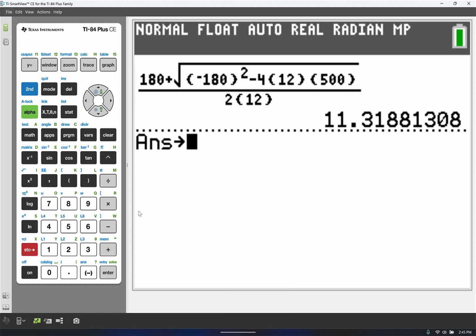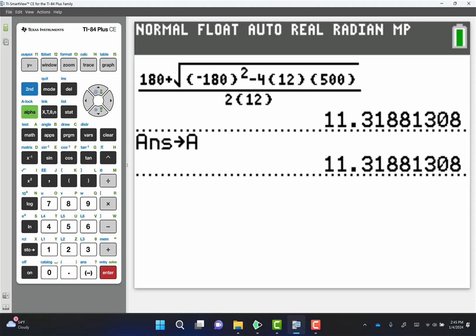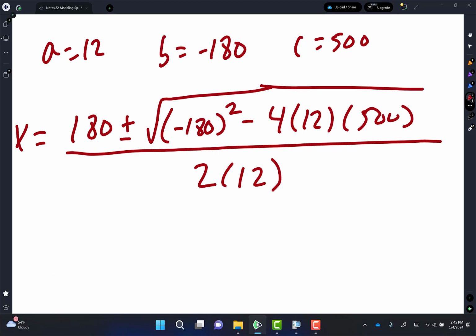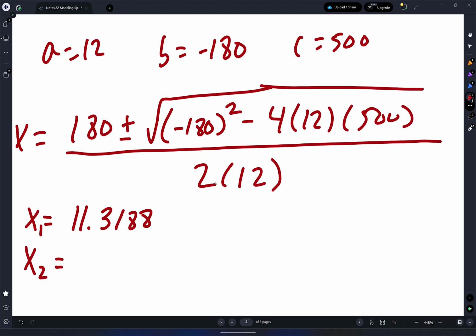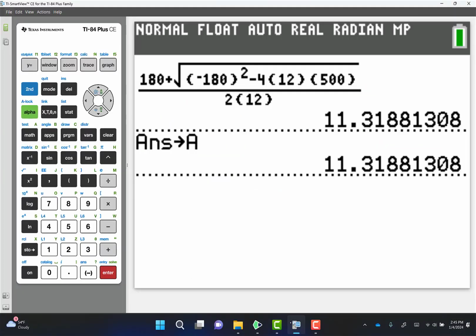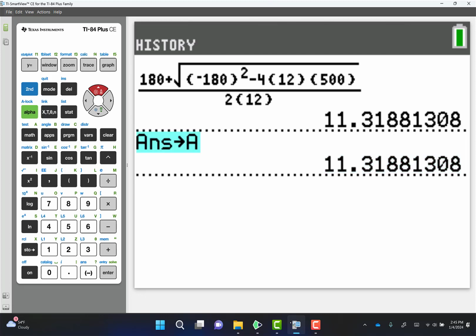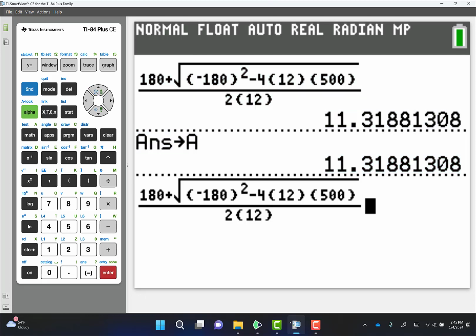Store alpha A. All right, so let me come over here and I'm going to write X equals, give me that number again, guys. 11 point what? Okay, I'm going to call that X1. X2: I'm going to do the same thing, but instead of a plus, I'm going to put a what? Minus. You don't have to type it again, guys. Just scroll up. That's what's beautiful about these calculators. Scroll up and then just go to the plus sign and change it to a minus.